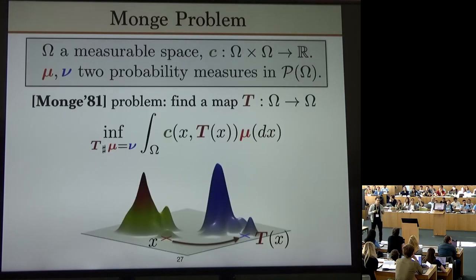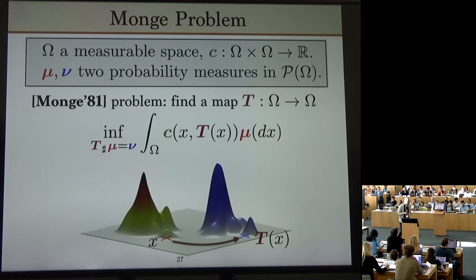So let me be a bit more precise mathematically now. We're not going to just move sand on a line. We're going to imagine that we have a space, which we call omega. We have probability distributions defined on that space, and we have a cost. The cost can be anything, actually. It doesn't need to be a distance. It's just the cost of moving mass from one point to another.